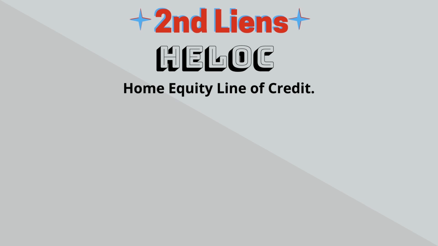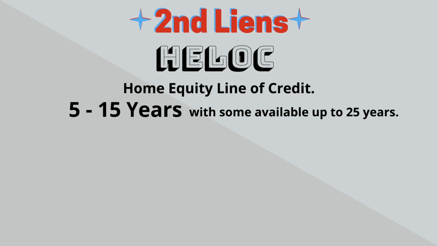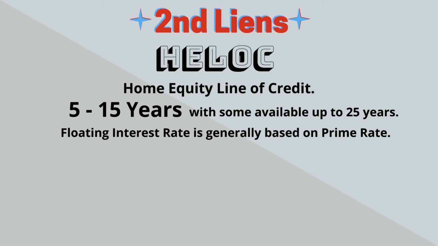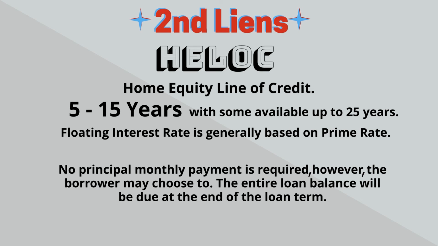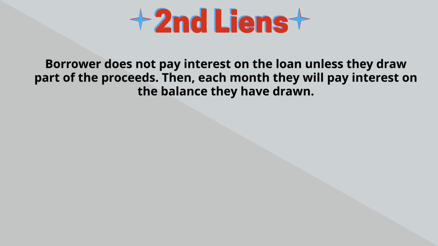HELOC, home equity line of credit. HELOC terms are generally between 5 to 15 years, with some available up to 25 years. Floating interest rate is generally based on prime rate. No principal monthly payment is required, however the borrower may choose to pay it. The entire loan balance will be due at the end of the loan term. Borrower does not pay interest on the loan unless they draw part of the proceeds. Then, each month, they will pay interest on the balance they have drawn.